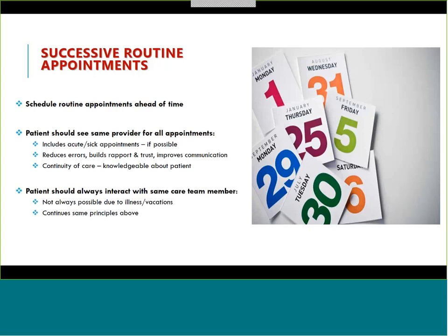This should include sick appointments and acute appointments as well, if possible. I know there are going to be times either a provider is not available, or somebody's sick, or their schedule's too full and you can't switch anybody around. Those are okay. It just needs to be the optimal treatment for the patient. So if they need to see another provider to meet those needs, that's okay. You don't have to get them in with their normal provider.